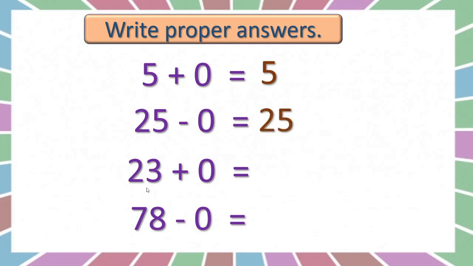Very good. 25 minus 0 is 25. Very nice. 23 plus 0. We have not added anything here. 0 means nothing, right? Nothing is there. So, 23 plus 0 is equal to 23. 78 minus 0, that is equal to 78.